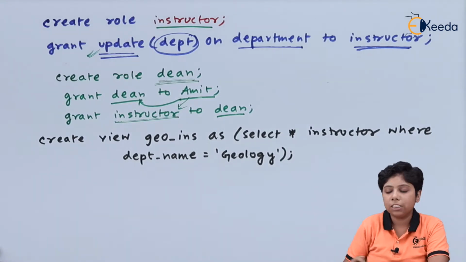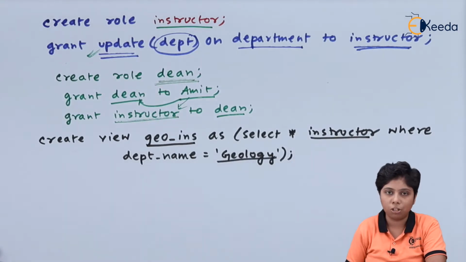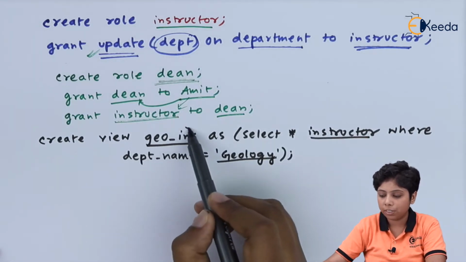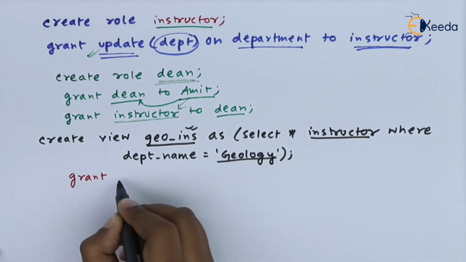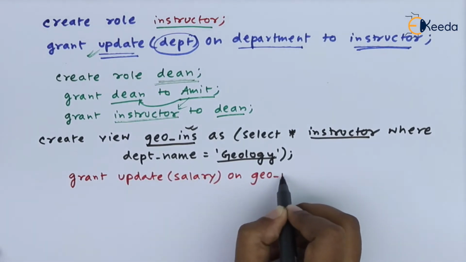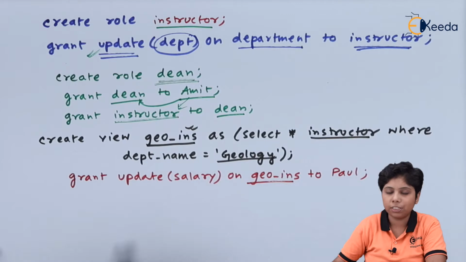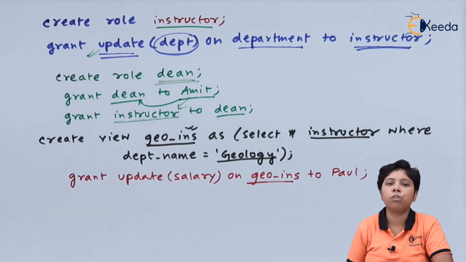So now I am creating a geo instructor view, which is a part of the instructor relation with the department named geology. Now anyone in the geology department can have a select privilege on that view geo instructor, and that can be granted just like a normal relation. Say Paul being a geo instructor, so that he can update the salary of the geo instructor as an admin. So in this way we can create a view and give that view authorization to a user.